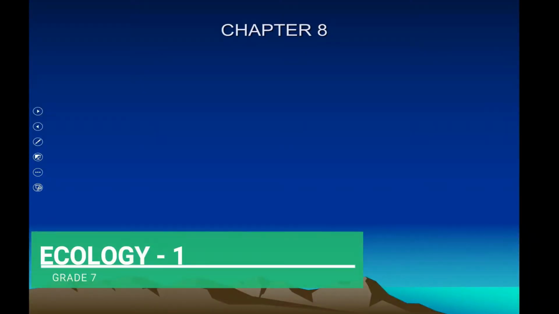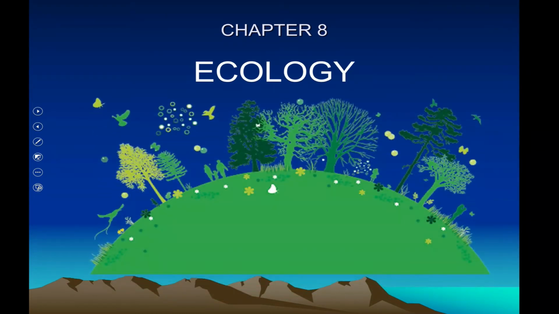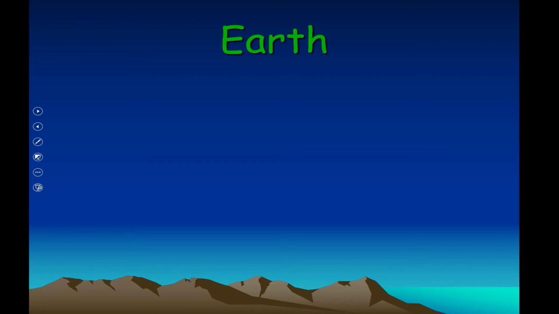Hello friends, in this lesson we're going to study a part of chapter 8, which is ecology. As we remember from chapter 1, ecology is a branch of biology, a branch of science which studies the relation between living things with each other, and also with their environment. So in ecology, we said living things with their environment. We study first the non-living environment, or the place where living things live, which is the earth.